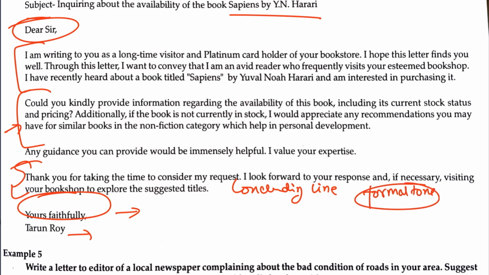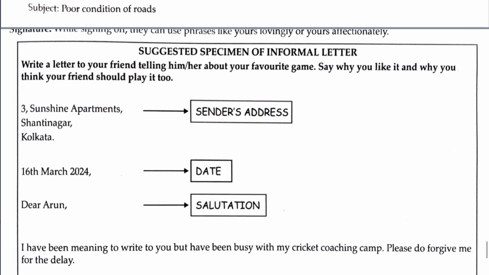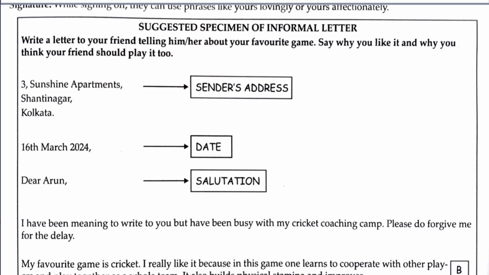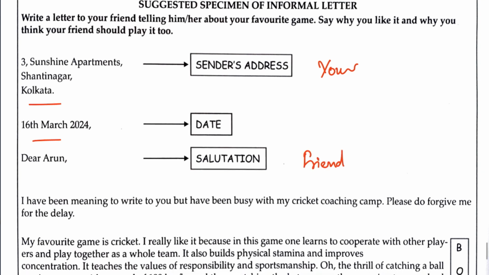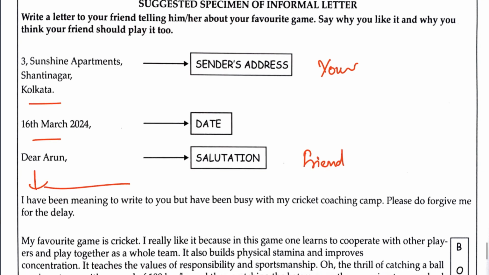All right. Moving on to the informal letter. Write a letter to your friend telling him or her about your favorite game. Say why you like it and why you think your friend should play it too. So this is the sender's address. Then you leave a line, you write the date, leave a line again, then the salutation, that is to the person you're writing to. So you can start your letter here, all right?